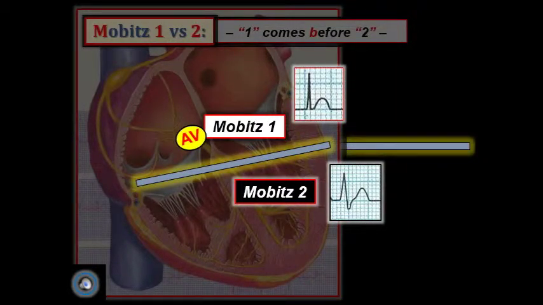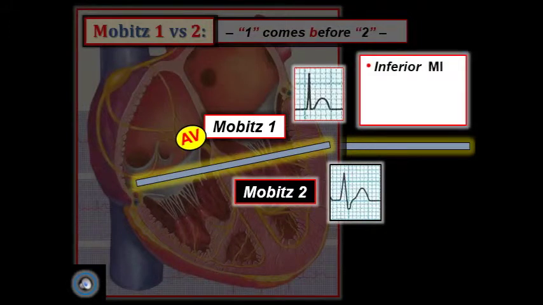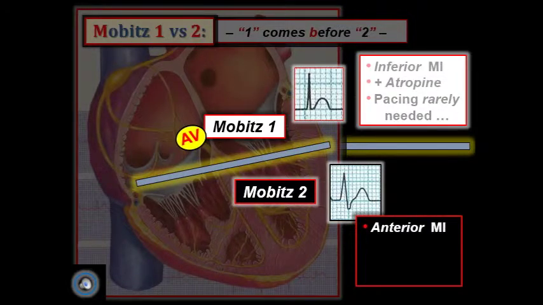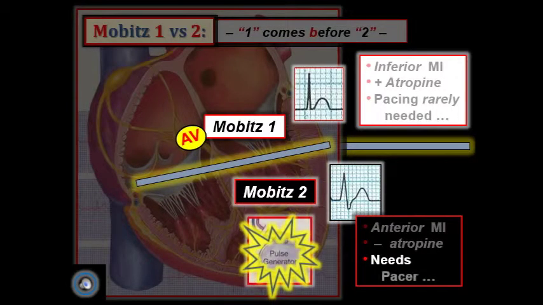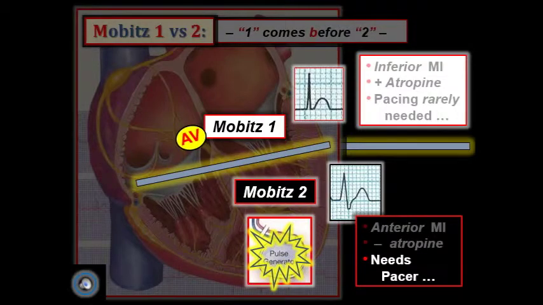Mobitz 1 is often associated with inferior infarction. The narrow QRS and AV nodal location explains why Mobitz 1 may respond to atropine, especially if given to patients with acute inferior MI during the early hours of infarction when vagal tone is often increased and responsible for the AV block. Mobitz 1 rarely needs pacing. In contrast, Mobitz 2 is associated with anterior MI, it doesn't respond to atropine, and both short-term and long-term pacing is much more likely to be needed.